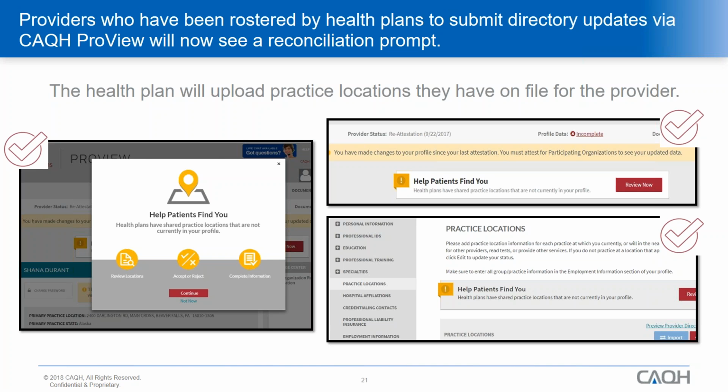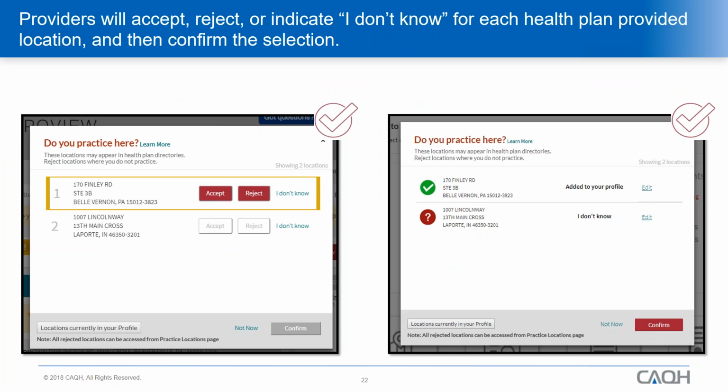So if your provider is part of this scenario, you might see this little pop up when you log into ProView, and all it's asking you to do is take a look at these practice locations that health plans have on file for you, and if you think they're accurate, you can respond accordingly, and if they're not, you can reject them. So here in this example, 170 Finley Road, the health plan has 2 locations on record for your provider, and they're not in your ProView profile. So you can either accept them, and when you accept them, they'll be added to your ProView profile, and you can include all the necessary information. If you reject them, you're basically telling the health plan that the information is wrong for some reason. There's a reason drop down you can select.